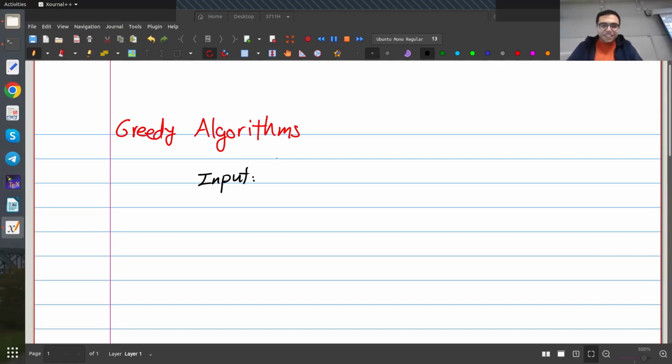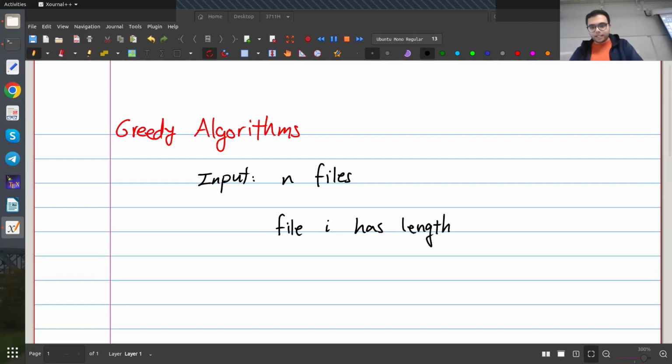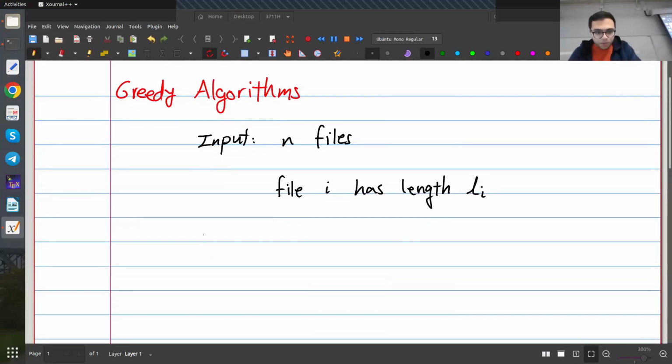Okay, no, whatever. So let's say I have n files and each file has a size or a length. So file i has length li. And these lengths are given to you in the input. And you have a tape, you want to save these files on the tape so that you minimize the total cost of accessing them. Okay, I'm going to formalize this.